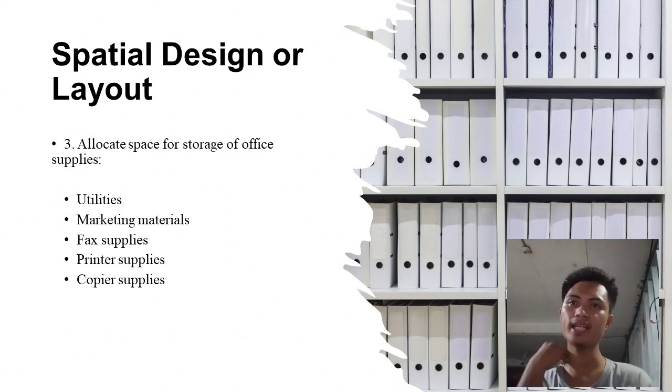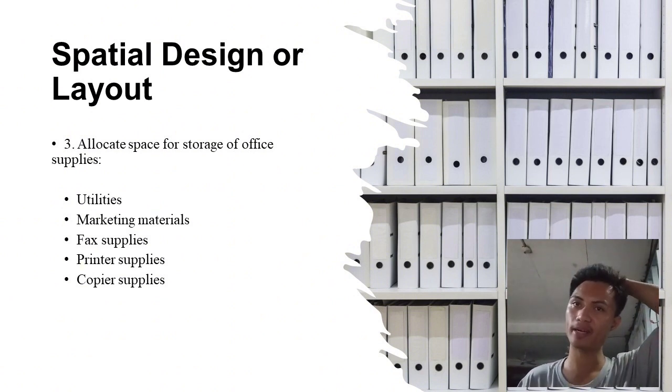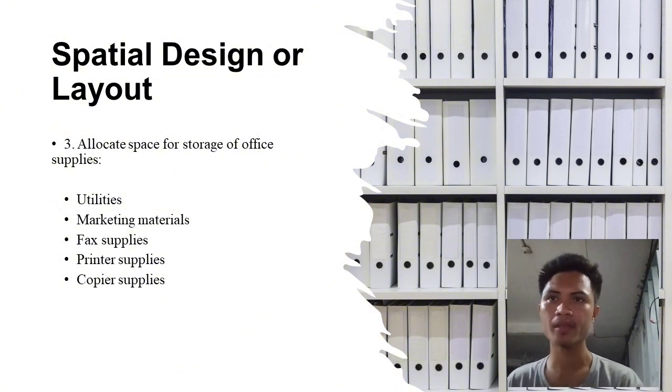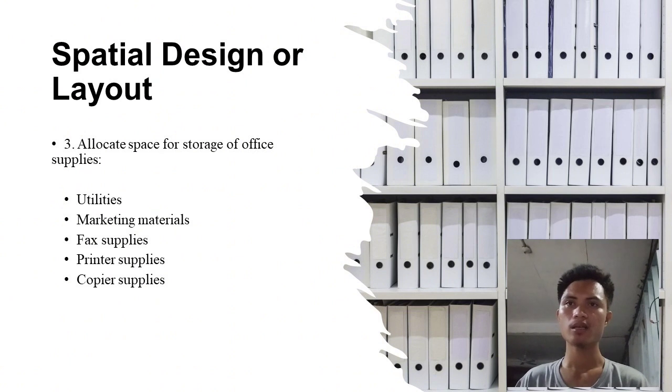First one, we have the utilities. Central storage. We have to designate a central storage area for utilities such as pens, pencils, markers, scissors, staplers, and any other frequently used office supplies. Organizational tools. We use drawers, shelves, bins to keep these items neatly organized within the designated storage area. In accessibility, we have to ensure that the utilities storage area is easily accessible to all employees, preferably in a common workspace or supply room.